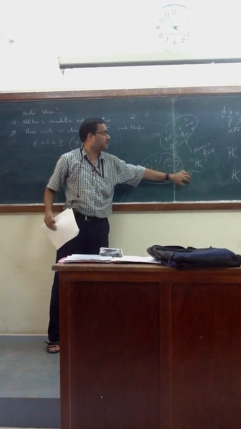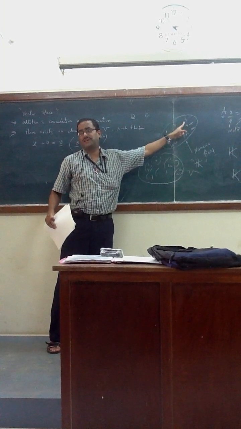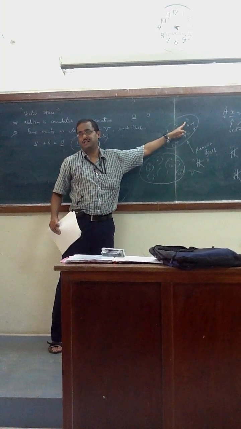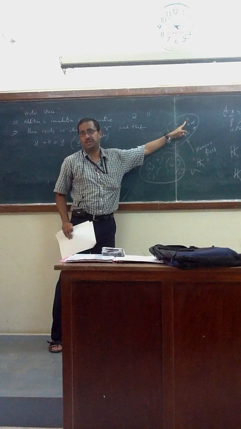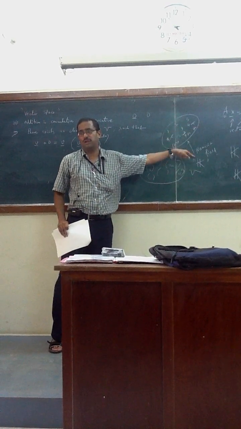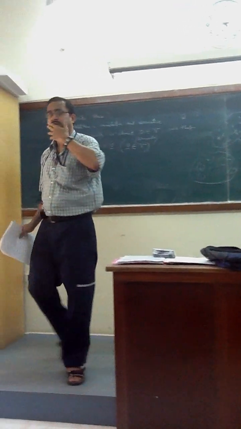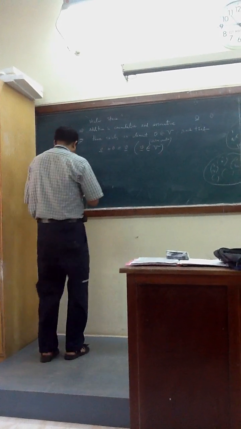This also belongs to capital V. For example, 3 belongs to capital K, the numeric field. Capital K is the numeric field. This is a scalar quantity, so any scalar quantity will belong to the numeric field, capital K. Okay. Next property.